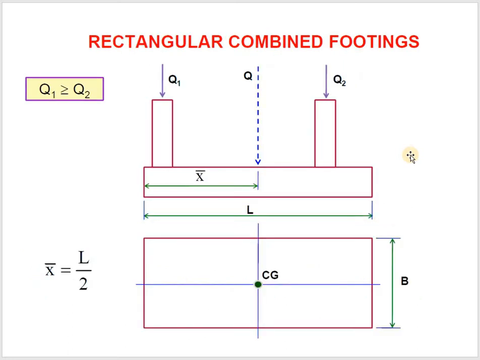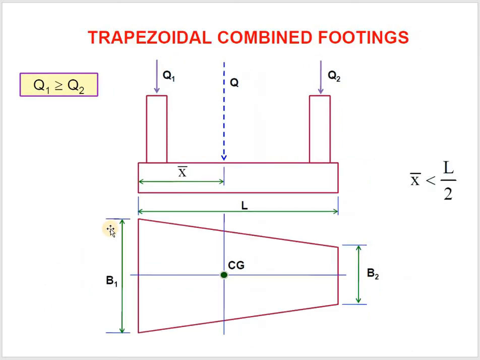Just elaborating the condition, you can see here for rectangular combined footing, this is the total load acting at the center, this is the CG of the Q, and this is the condition for rectangular footing where X bar is L by 2. This is very important. And this is the case for a trapezoidal footing where X bar is less than L by 2. So if the CG varies, based on that you have to adopt the apt combined footing, whether rectangular or trapezoidal.